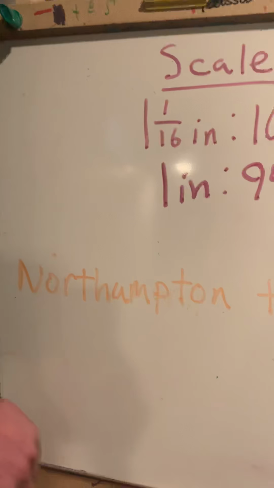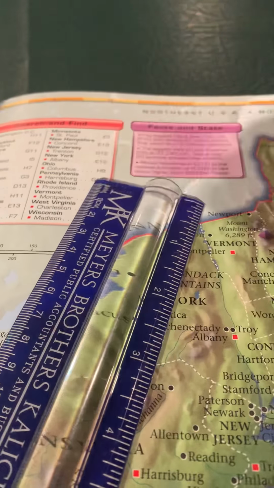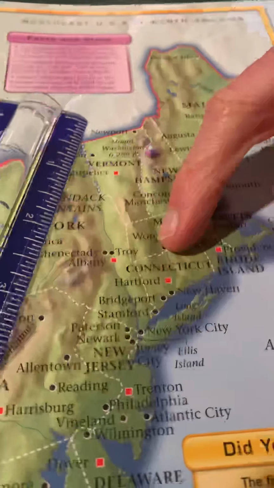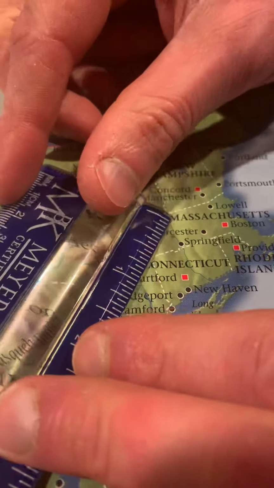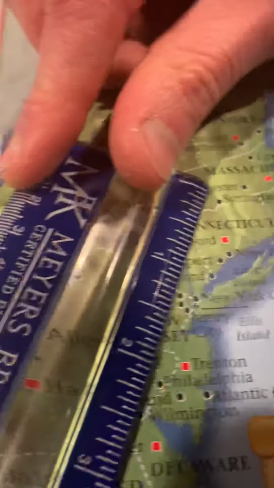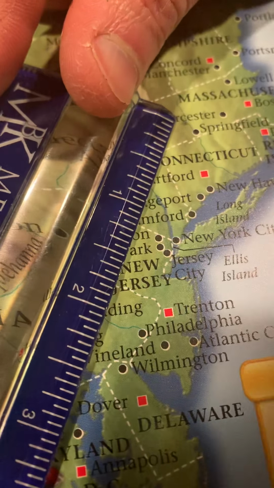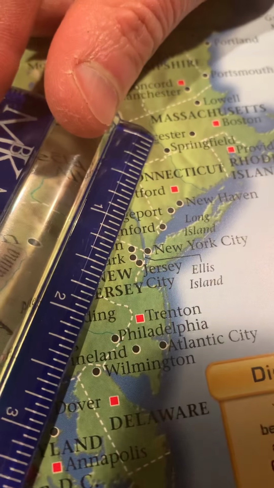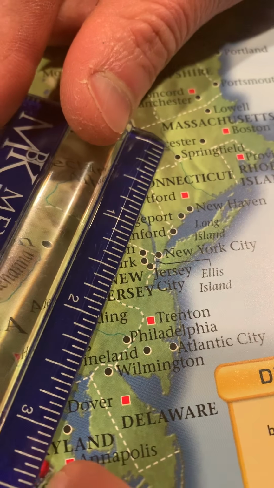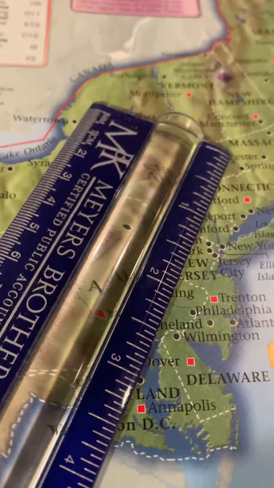So before this pandemic, we were planning a trip to Washington, D.C., and my daughter wanted to know how far away it was. So what I did was I measured the distance from Northampton. I've made a small dot right there in pencil where Northampton is, which I'll have to erase later. And I'm going to measure how far it is to Washington, D.C. Whoops, we lost that a little bit. And notice we're right at 3 5/16 inches from Washington, D.C.